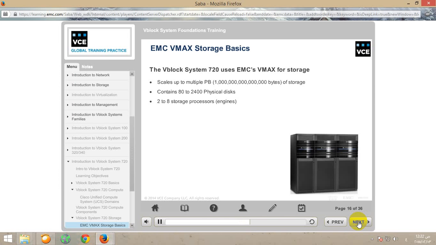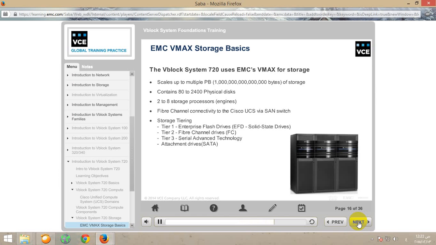Within VBlock systems, they connect to the compute via fiber channel SAN. EMC VMAX products provide tiered storage using enterprise flash drives, fiber channel, and SATA storage drives. And for customers that require file-level storage, a NAS gateway that serves as the file server is optional.